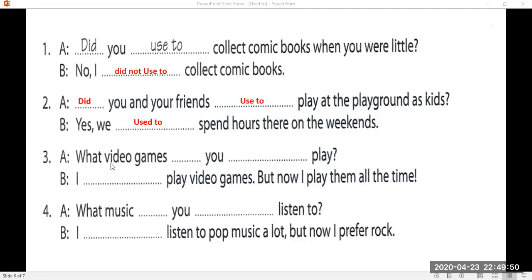Number 3. What video games play? The question is going to be, what video games did you use to play? And the answer for this question is going to be, I used to play video games, but now I play them all the time.